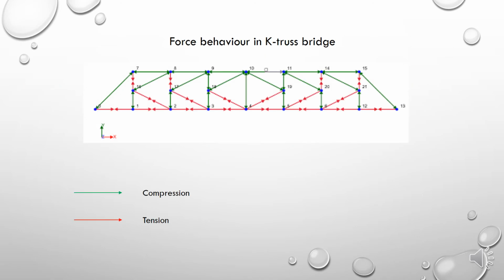Okay, here is the force behavior in the K-Truss bridge. The green line represents the compression, while the red line represents the tension. So, in this truss analysis, there is no zero force member for the K-Truss bridge.